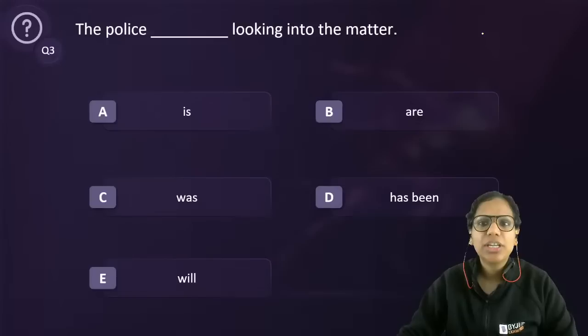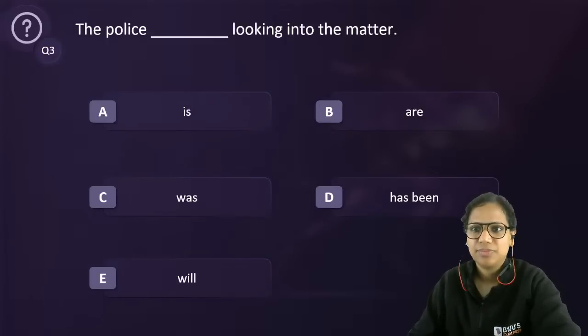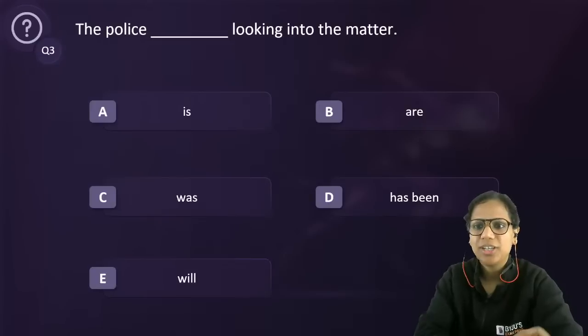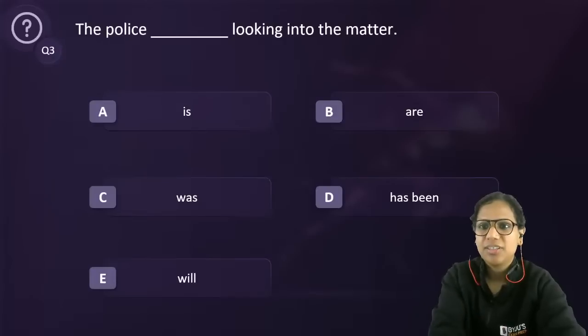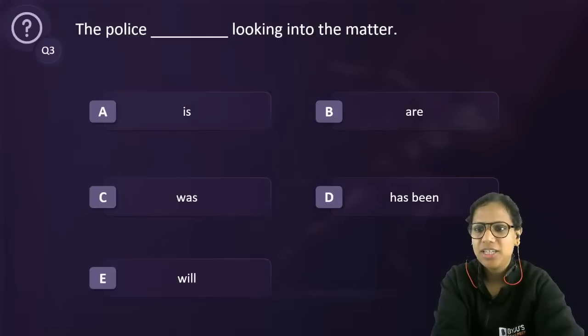The police dash looking into the matter. The police dash looking into the matter. Okay. What do the others say? All right. Okay. So I've got B, I've got A. Okay, C also, all right.